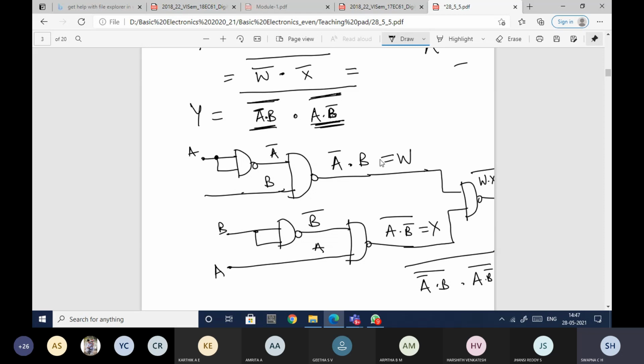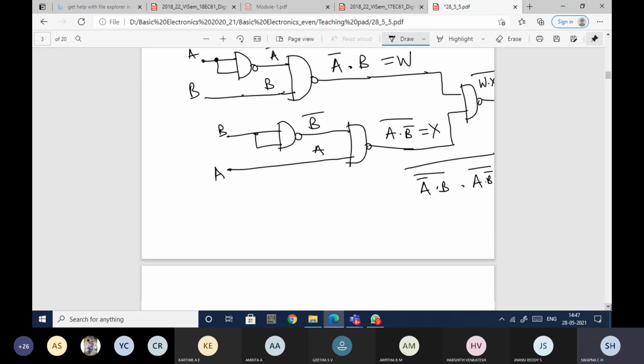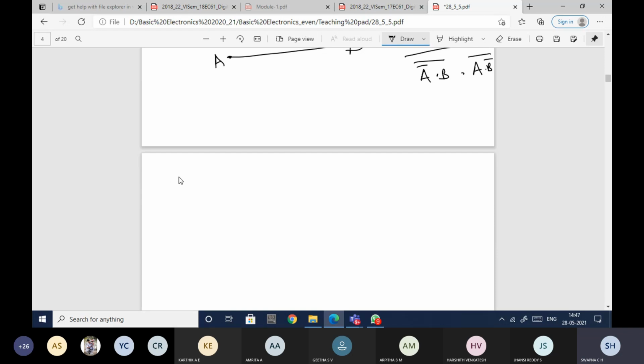Instead of having such a clumsy diagram, where I've taken A here also, B here also, I'll redraw the same thing. I have the A line, and I have the B line also. How will I get A bar using a NAND gate?